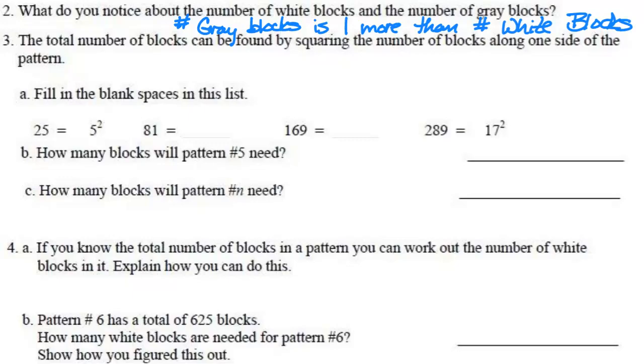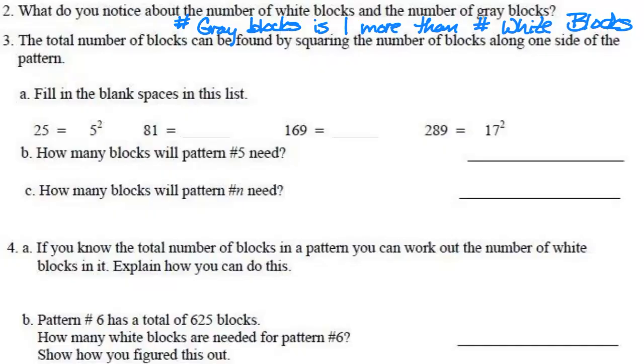Okay. The total number of blocks on problem number 3 can be found by squaring the number of blocks along one side of the pattern. Fill in the blank spaces in this list. The total number of blocks can be found by squaring the number of blocks along one side. Well, yeah, it's a square, right? So the side squared gives you the total number of blocks. So 25 is 5 squared.